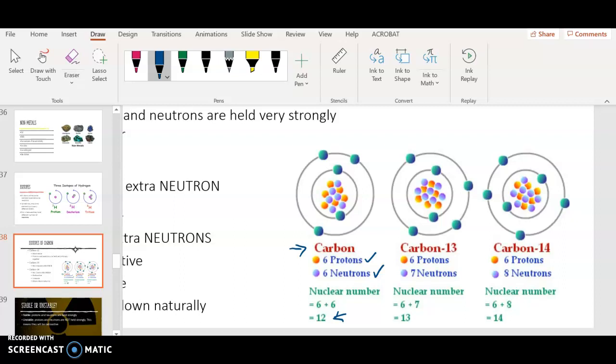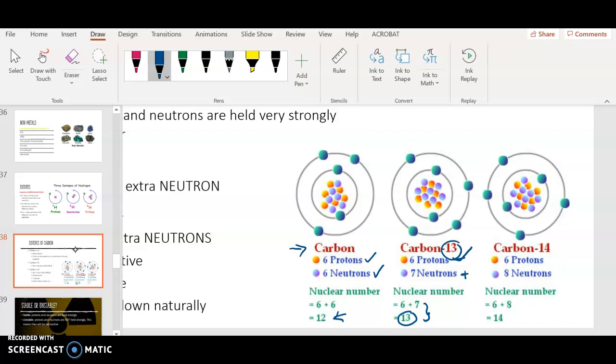Carbon-13, the number of protons stays the same, still 6, but it has 7 neutrons, so it has 1 extra neutron. And remember, neutrons are neutral, so it doesn't actually impact the charge in any way. So it has 7 neutrons, so it's added 1. 6 plus 7 gives you 13. That's why it's called carbon-13.